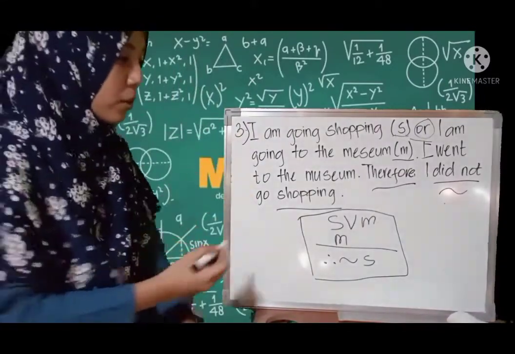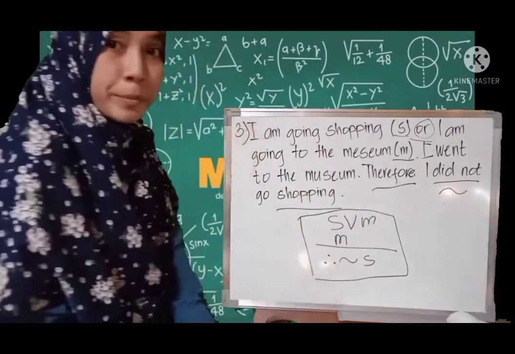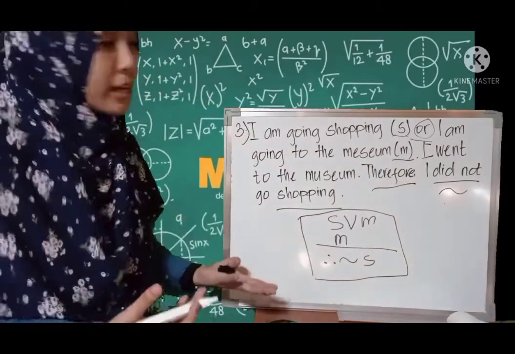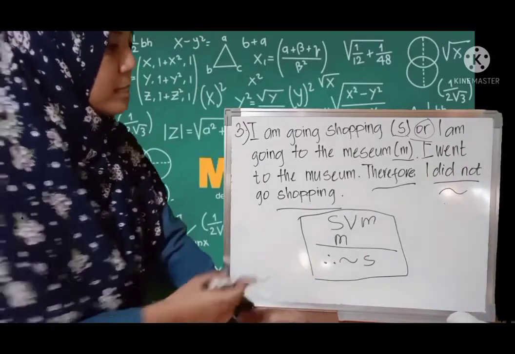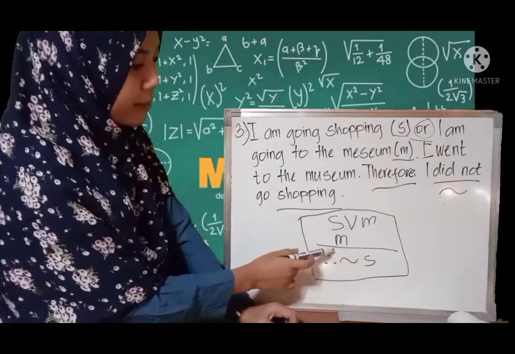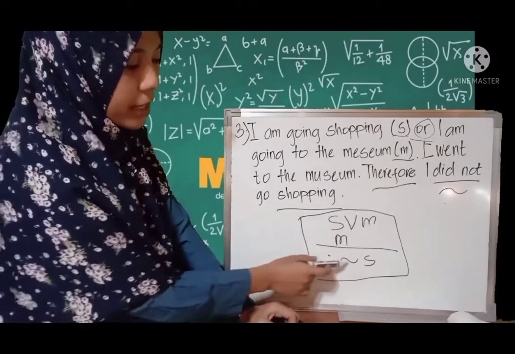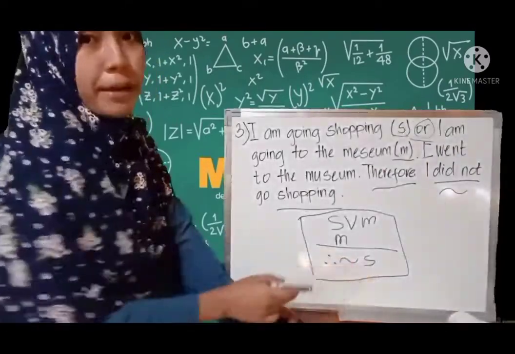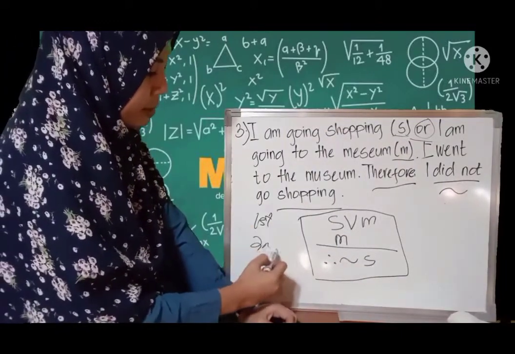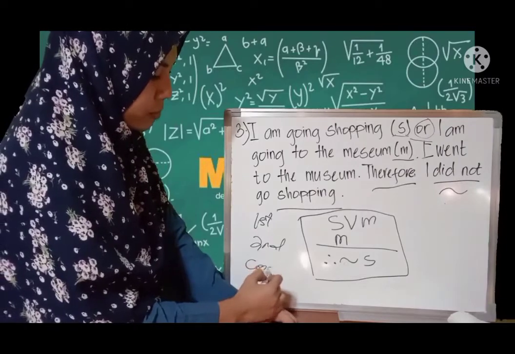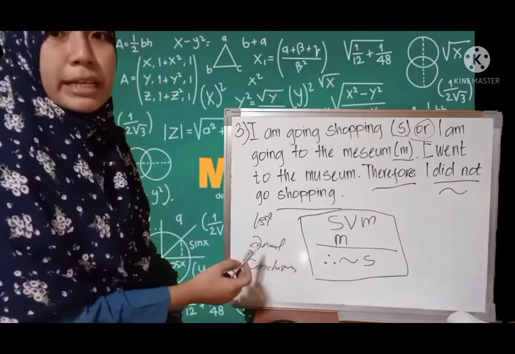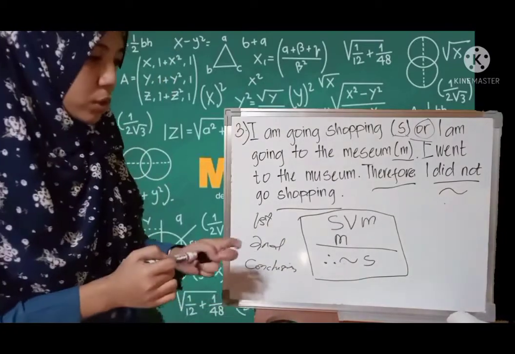Ganyan lang kadali ang pagkuha ng symbols nito. So, as we can read this, ang pagbasa nito: S or M, therefore negation S, negation M, S. So first, second, and the conclusion. First premise, second premise, and the conclusion.